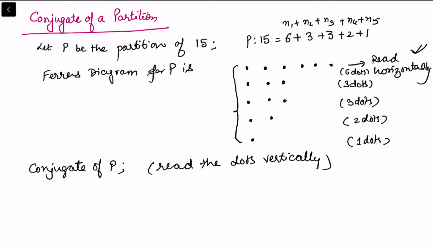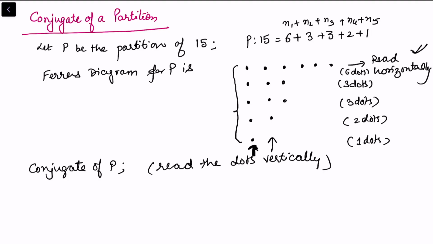Earlier I read it horizontally. Whenever we want to draw the Ferrers diagram, we have to keep it left aligned and read it horizontally, or you can say place the dots horizontally. But now if I read it vertically, see how many dots are there in the first column, the arrow that I'm showing.